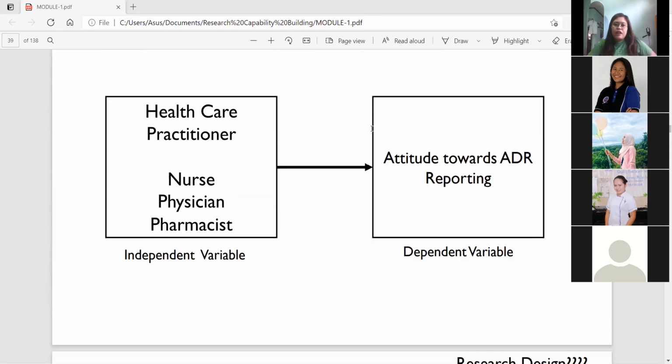If we look at the conceptual framework, the independent variable is in group kasi mga healthcare practitioner, naka-group na sila. So ang mga nurses, isa sila ka-group, physician, and pharmacist. So the dependent variable, the outcome variable here is we will know the attitude of these healthcare professionals or practitioners towards adverse drug reaction reporting.